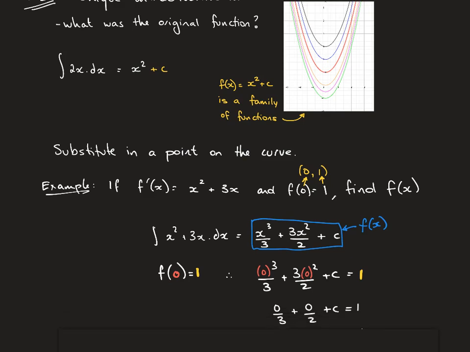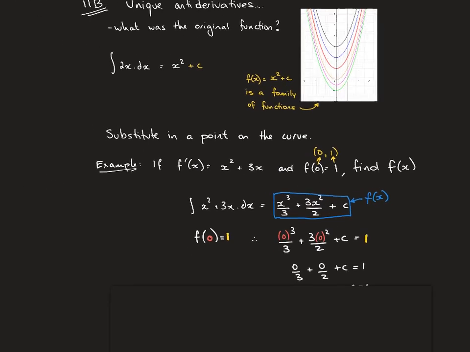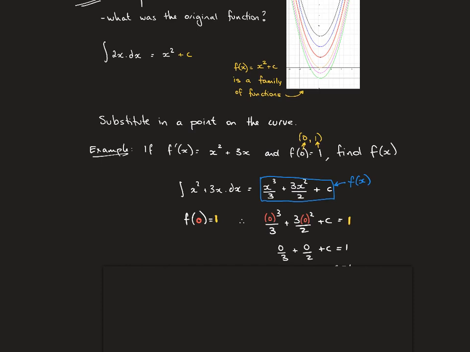We solve that and we find that c is equal to 1. Our original formula for f of x had a plus c in it. Now we know that c is 1. So as our final step, we're going to write out that our formula is x cubed divided by 3 plus 3x squared on 2 plus 1. That's our final answer.